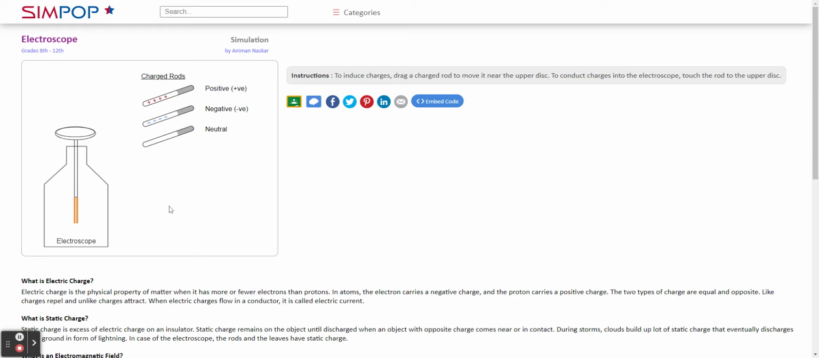So for questions 3 through 6, it says to move the positively charged rod near the upper disc of the electroscope, but do not touch it. So I'm going to take this positive rod and I'm going to bring it close to the electroscope, but I'm not going to touch it. And you see when I do that, negative charges come to the disc at the top, and that basically depletes the two copper leaves of electrons. They both become positively charged. Since they have the same charge, they push each other away. So that should be enough to help you answer questions 3 through 6.